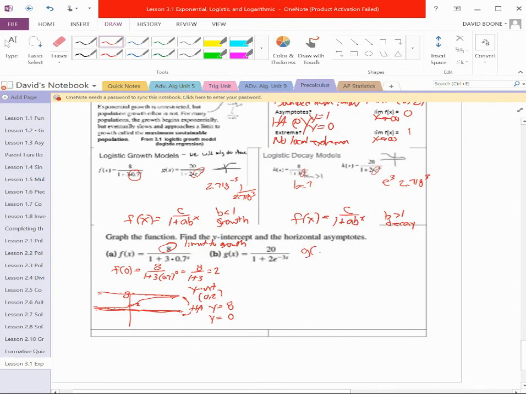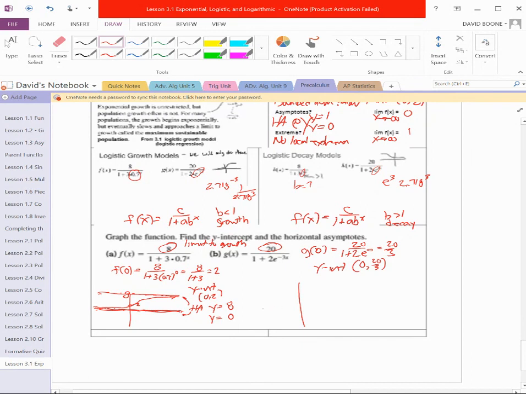This one here, let's find the y-intercept. We're going to put 0 in for x. That's 20 over 1 plus 2 times e to the negative 3 times 0, which is just to the 0. Well, e to the 0 is 1, so 2 times 1 is 2. So this would be 20 over 3 would be my y-intercept. So my y-intercept is at 0 and 20/3. Again, this is my limit to growth. So that's the highest it's going to go, which is 20. And because we have that 0, you can't get 0, but that's the lowest limit.